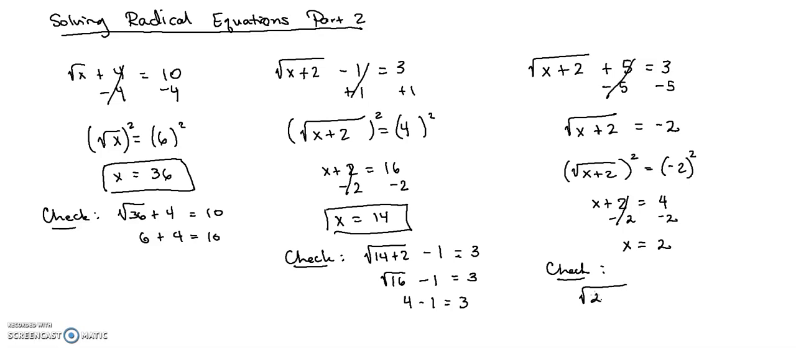So we would have square root of 2 plus 2, plus 5 equals 3. Square root of 4 plus 5 equals 3. So this is going to give us 2 plus 5 equals 3. Nope. 7 does not equal 3. That does not work. So we would throw that out, and that's got to be does not exist.